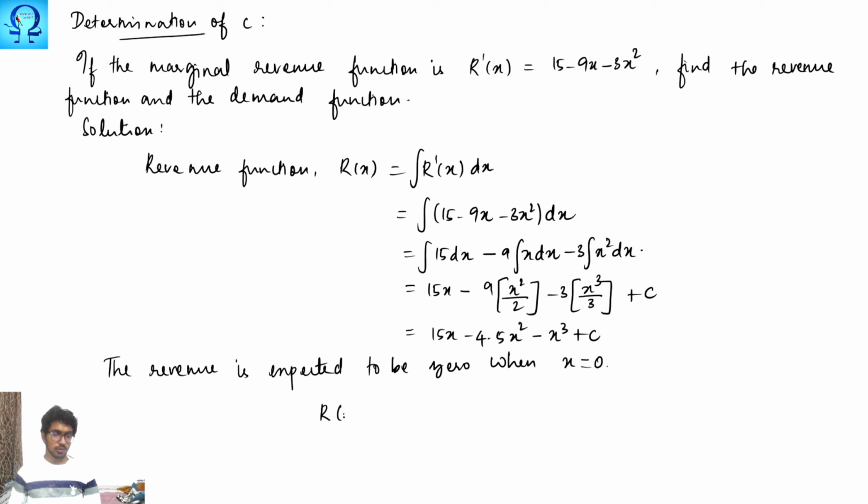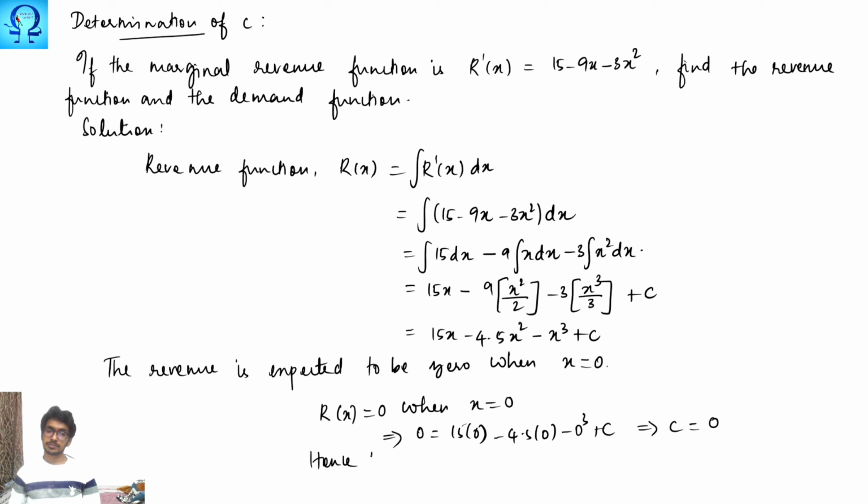So r of x is zero when x is zero. And this tells you that 0 is 15 times 0 minus 4.5 times 0 minus 0 cube plus c. This tells you that your c is 0. Hence, your revenue function is 15x minus 4.5x squared minus x cube.